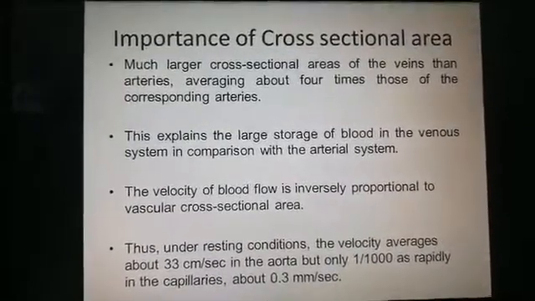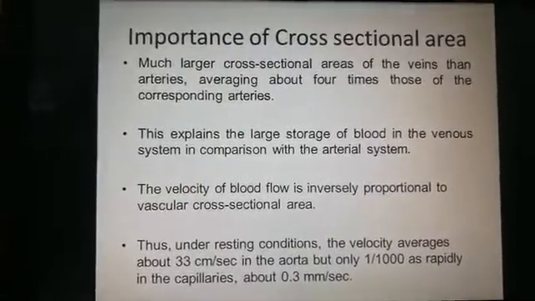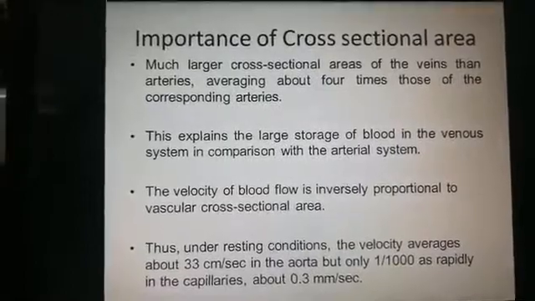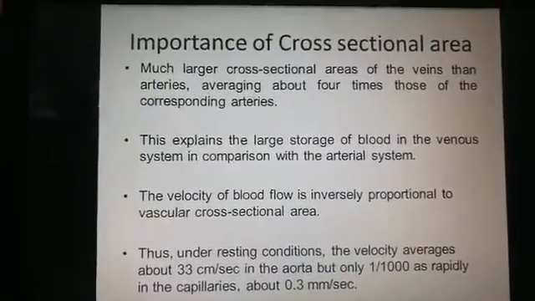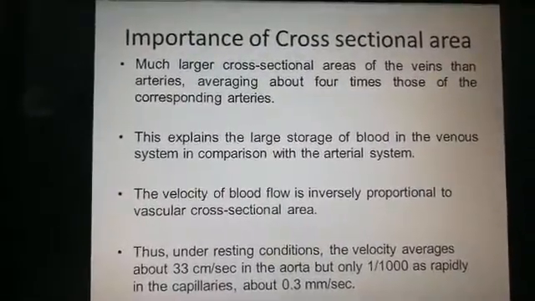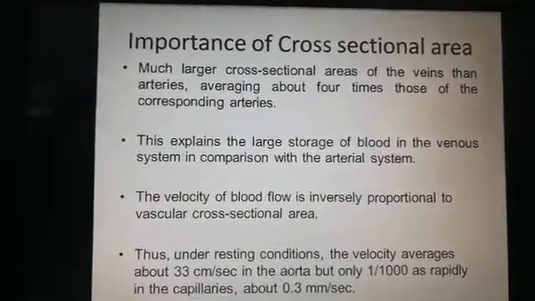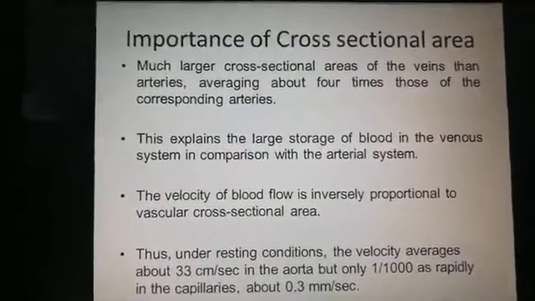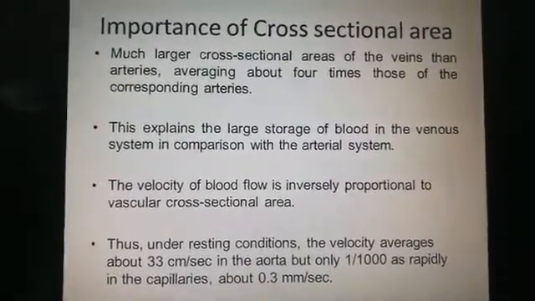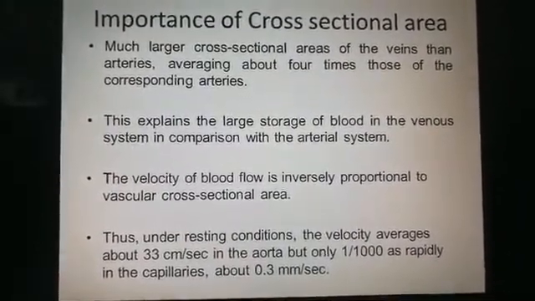The importance of cross-sectional area: the veins have a much larger cross-sectional area than arteries, on average about 4 times that of the corresponding arteries. And this explains the large storage of blood in the venous system in comparison with the arterial system. So the extra blood is stored in the veins because they have a large cross-sectional area. The velocity of blood flow is inversely proportional to vascular cross-sectional area.